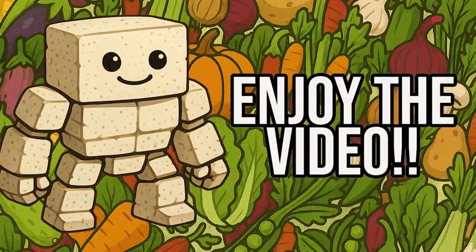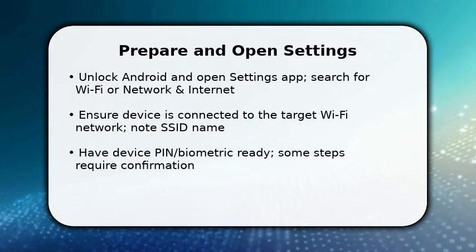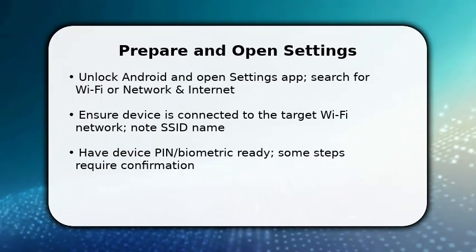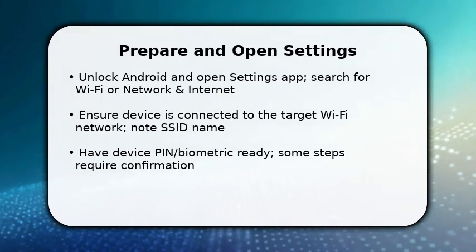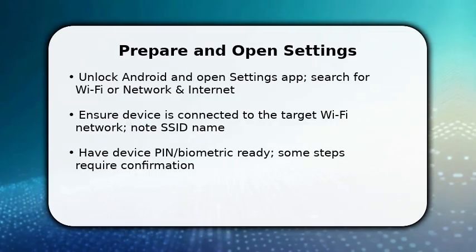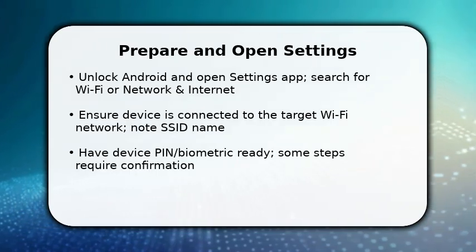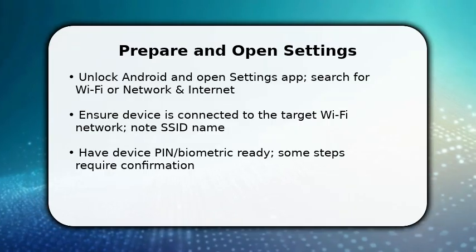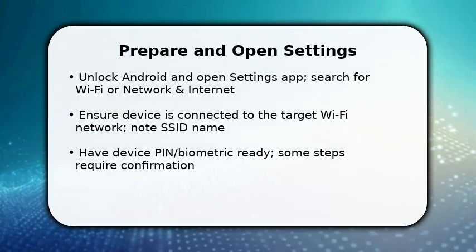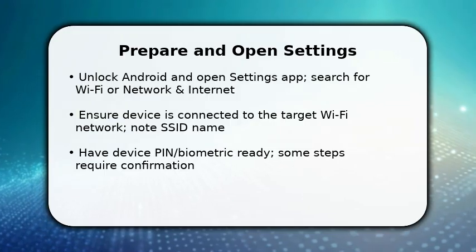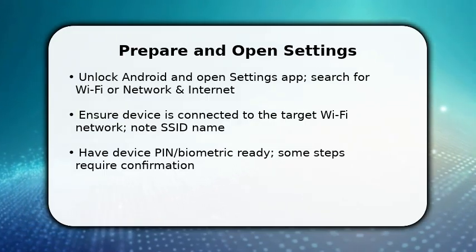Please enjoy the video. You start by opening Settings and navigating to Wi-Fi or Network and Internet. This is where Android stores active network details. Make sure you are connected to the router whose password you need, because Android only reveals keys for saved or active networks. Once connected, tap the network name to view details.